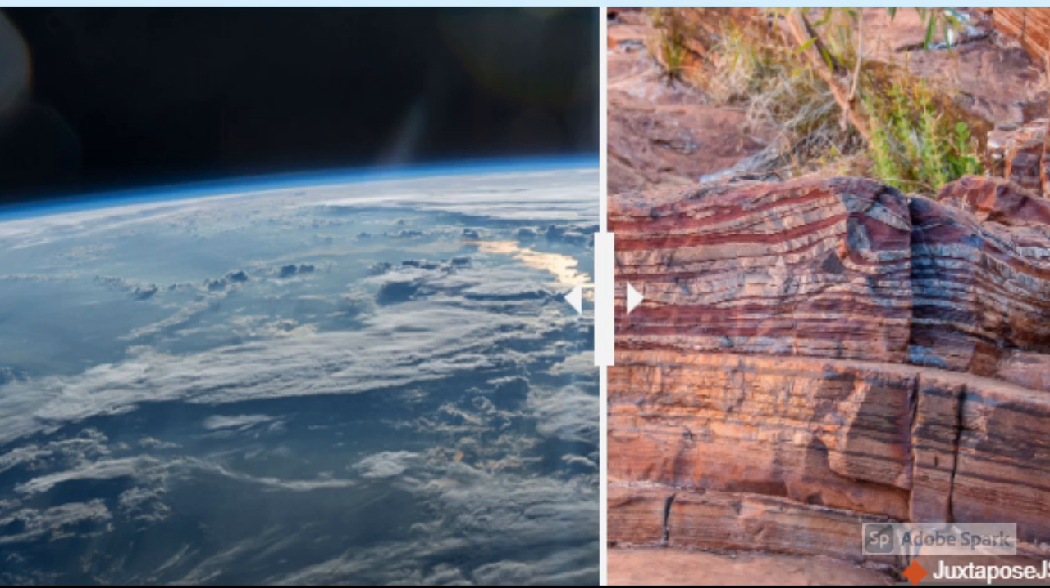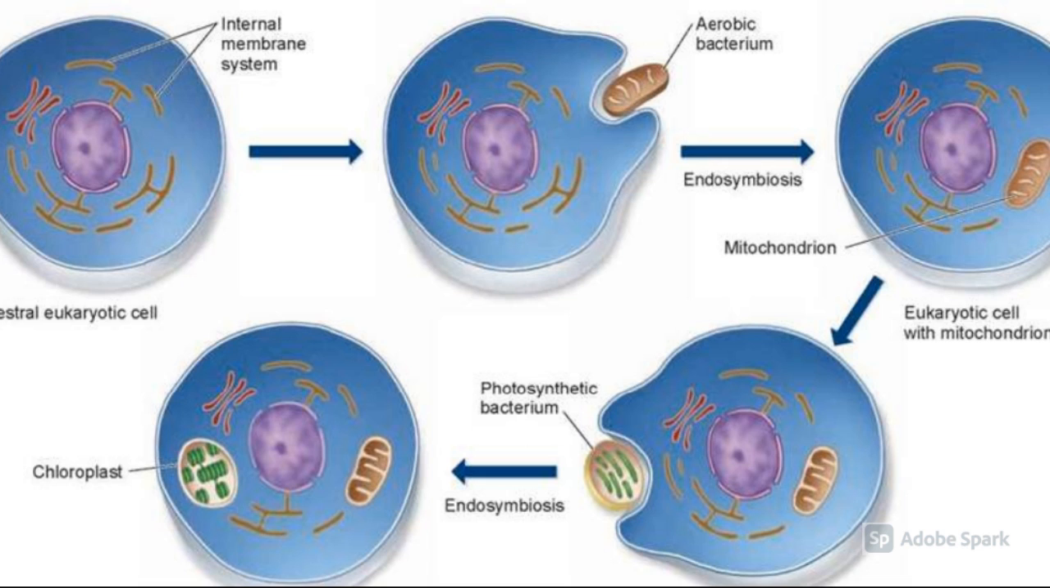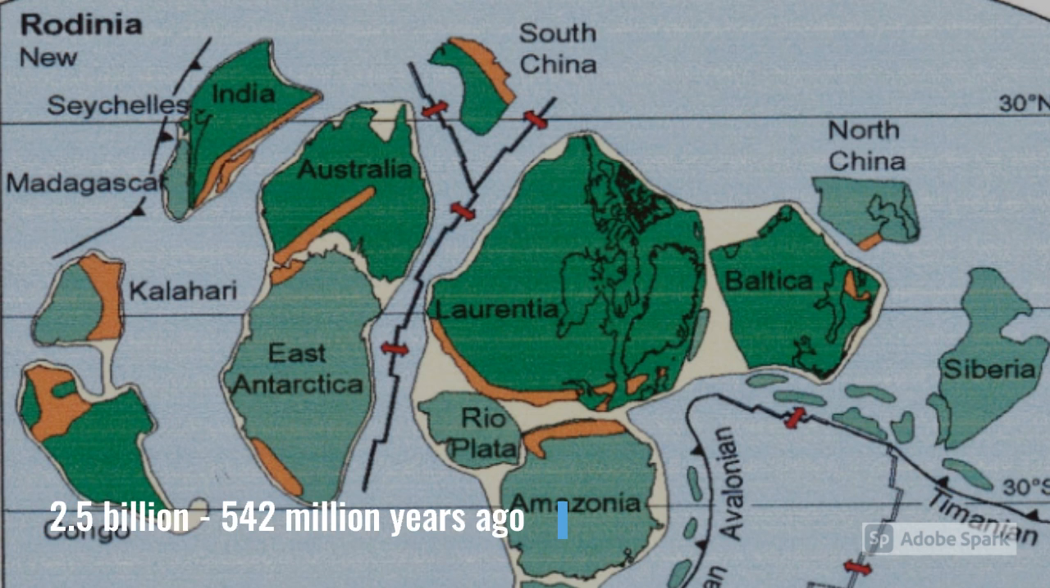Oxygen was slowly accumulated into the atmosphere by photosynthetic organisms. We can see this progression of oxygen in the atmosphere when looking at banded iron formations. With the atmosphere reaching a stable oxygen level, eukaryotic cells began to develop. Within the span of 2.5 billion years to 542 million years ago, Earth formed the supercontinent Rodinia and thereafter the supercontinent Pangaea.